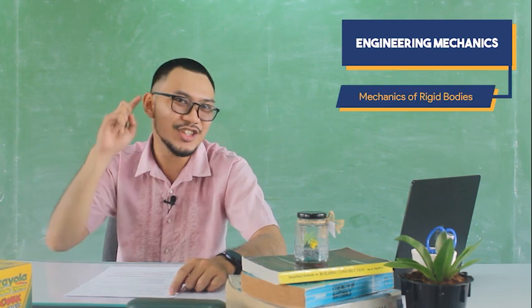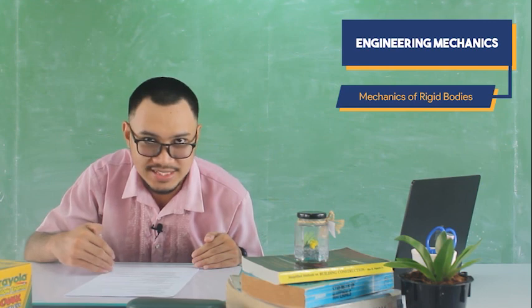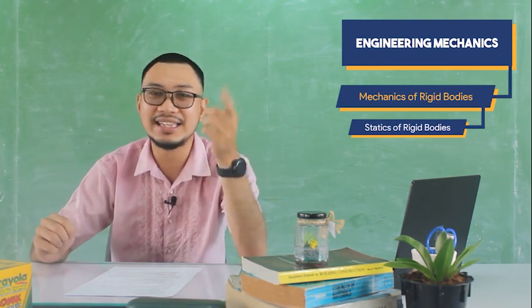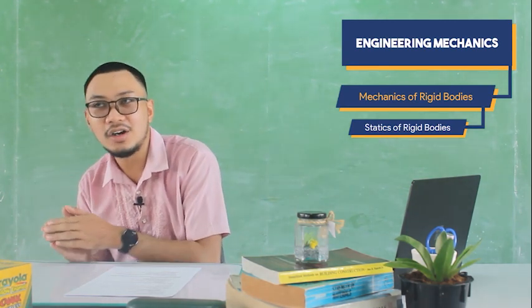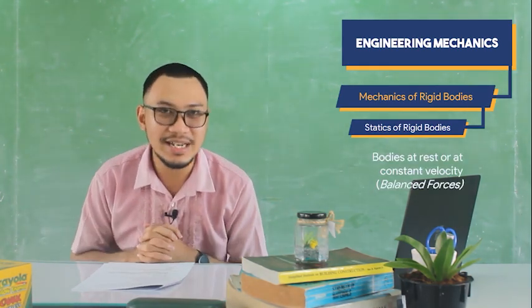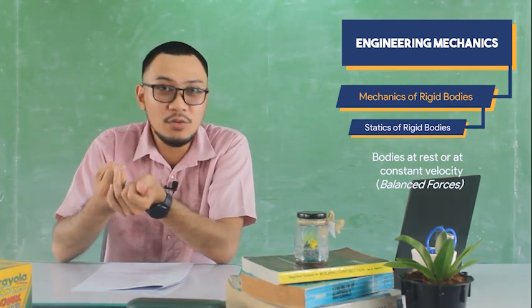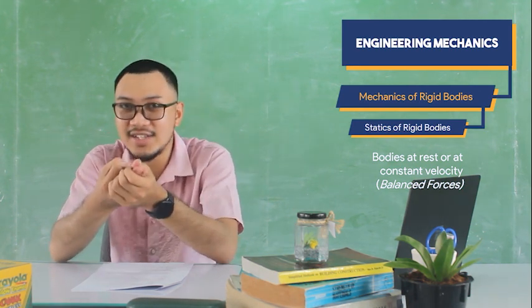So let us first talk about the first branch, which is actually our course for this semester. And that is your statics of rigid bodies. So, di ba, I have already defined to you earlier that statics actually means that an object or a body does not move. And rigid bodies also are bodies that are not deformable. In this sub-branch, we are dealing with bodies that are not deformable and that are not moving or moving. And take note, they are moving at constant velocity.